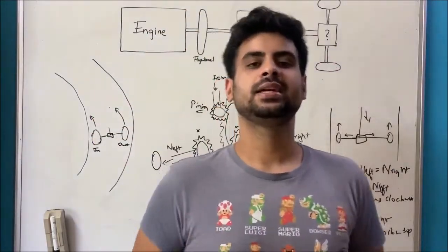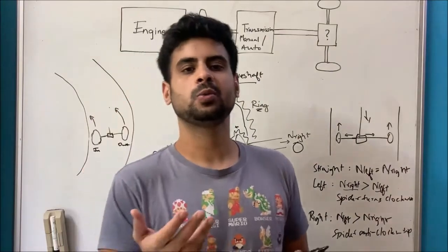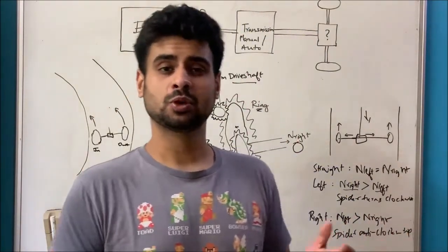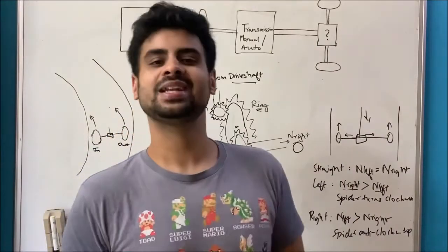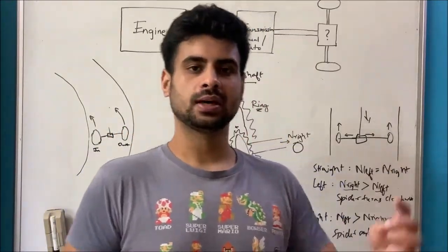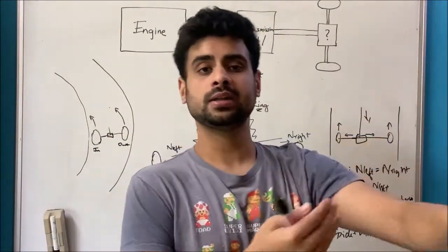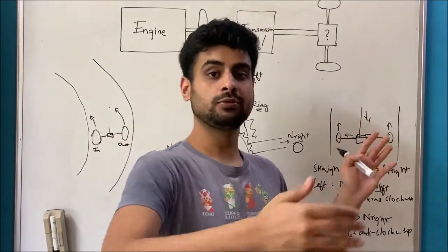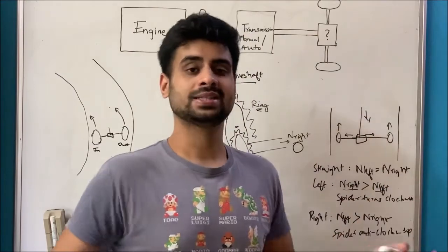So that is the differential system, a clever little way of splitting the power between two wheels and keeping them sort of independent. But there is a problem here, because the way we split the power is, the power goes to the path of least resistance. Now, why is that a problem?